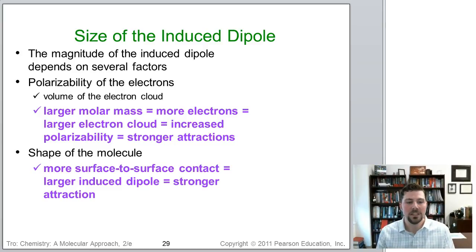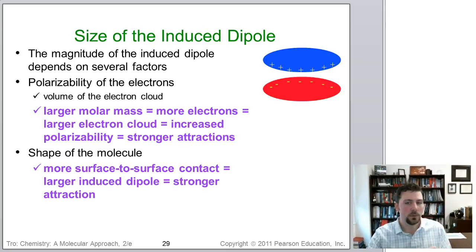Now another thing that can play a role is the shape of the molecule. Remember, we're talking about electrons that live inside molecular orbitals of molecules. So if the molecule itself is large and extended, there's going to be more area those electrons can be spread out in, and that means more surface-to-surface contact between two of those molecules sitting on top of each other or moving around one another. And so more surface-to-surface contact means more charges can be felt. More charges can feel other charges in other molecules, which can lead to a larger induced dipole, which can mean stronger attraction.